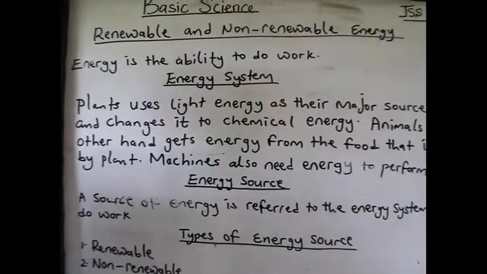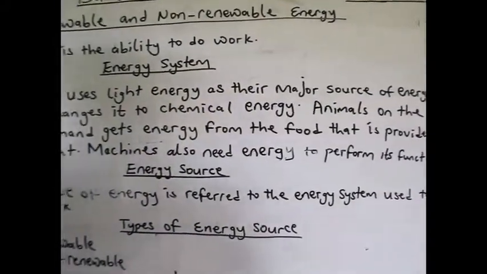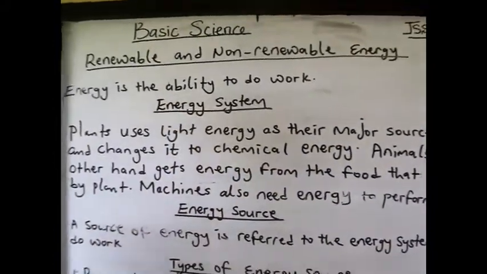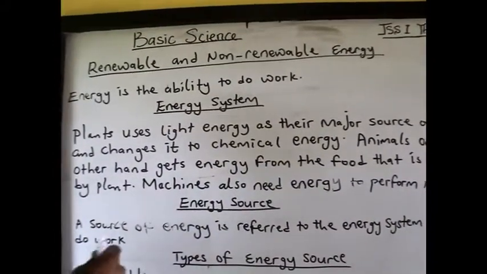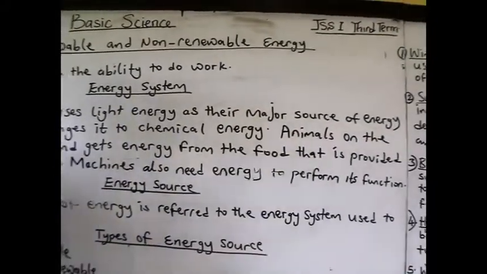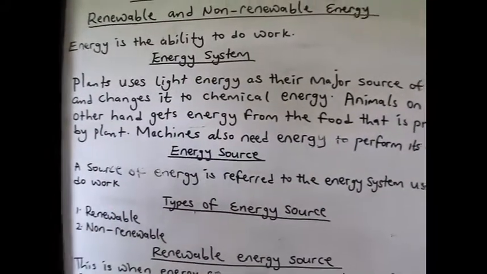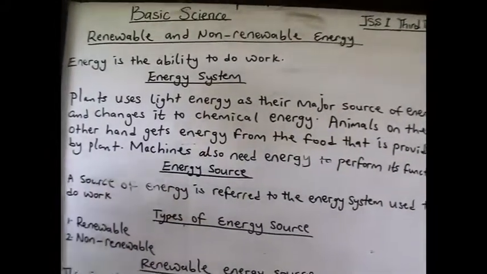Let's take, for instance, our generator. You need to fuel the generator for it to function properly. So that means it needs energy to work properly. So let us quickly look at energy system. Energy system entails the various sources where energy is gotten from.